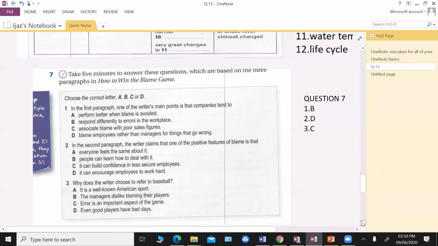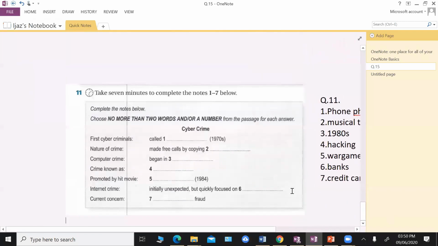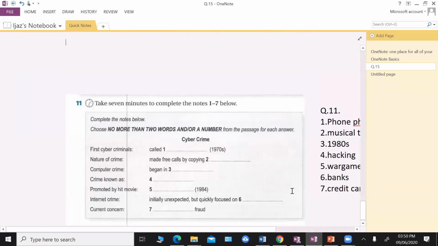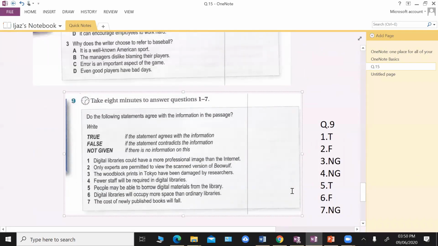Did you get the right answer for all these questions or no? Okay, I will be showing you the answers now. Not this one. This is question number 9. Question number 9 is here.